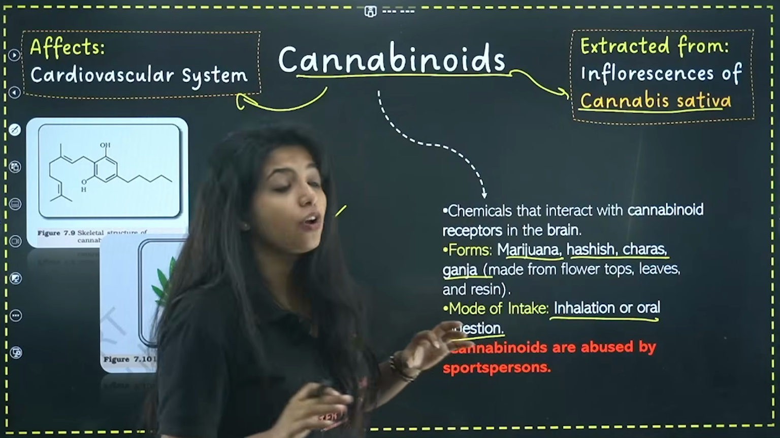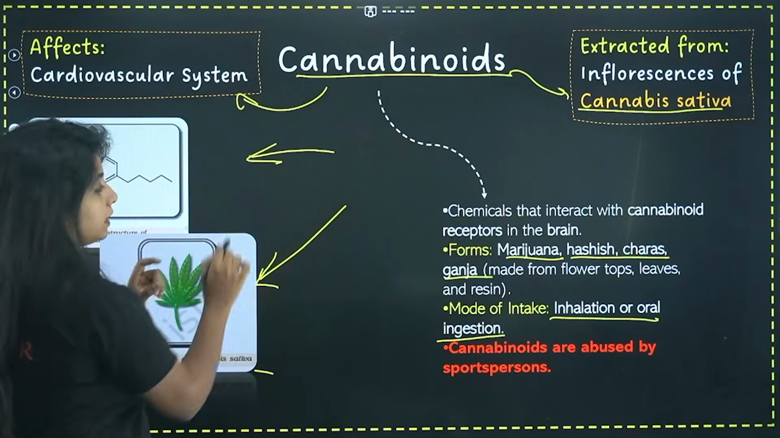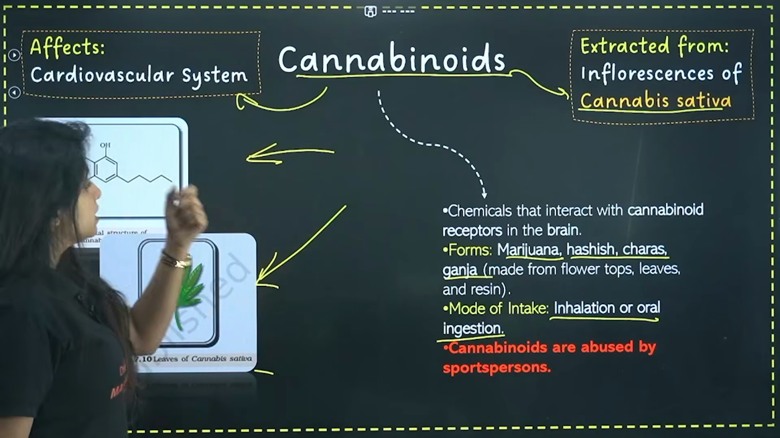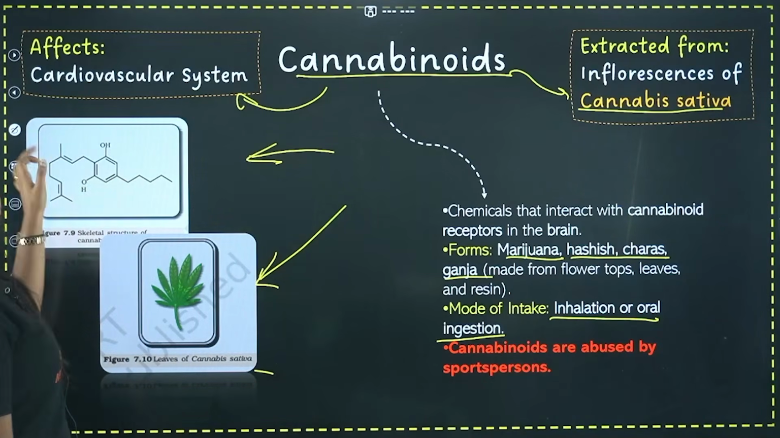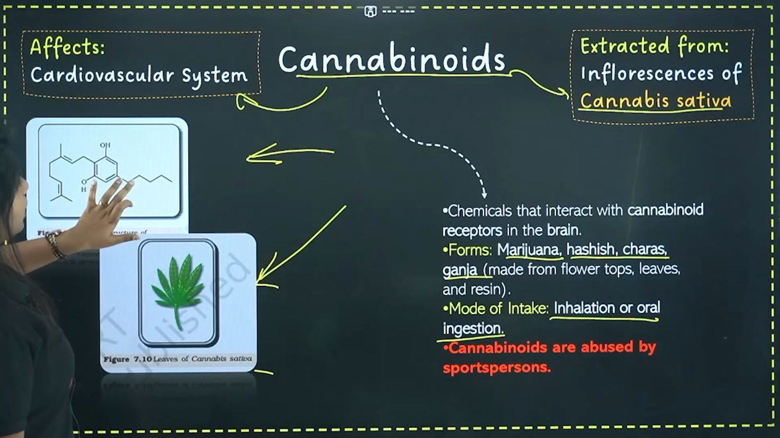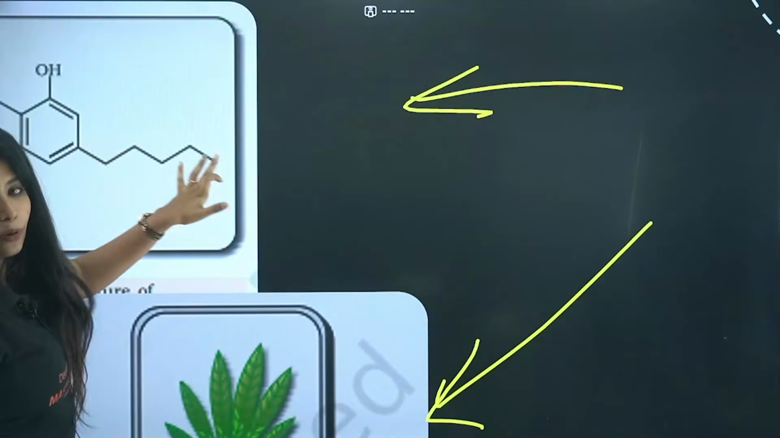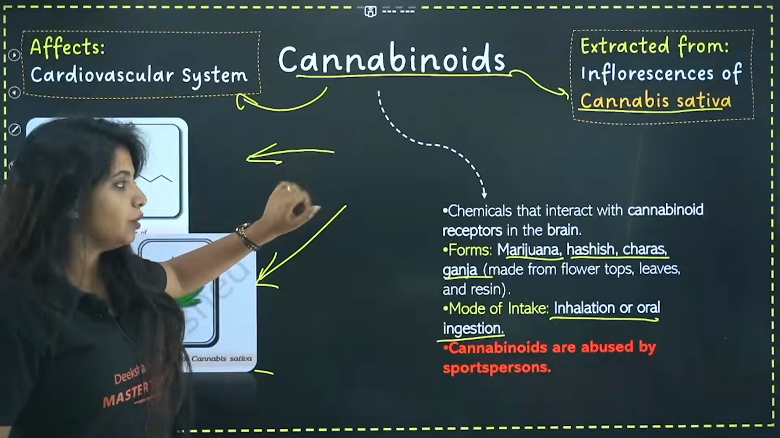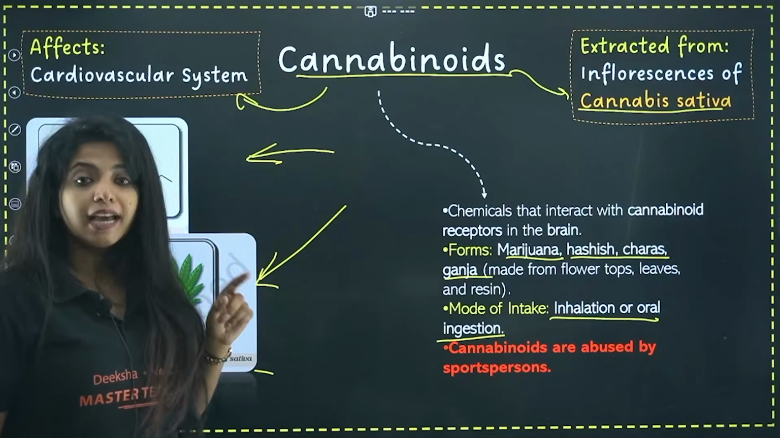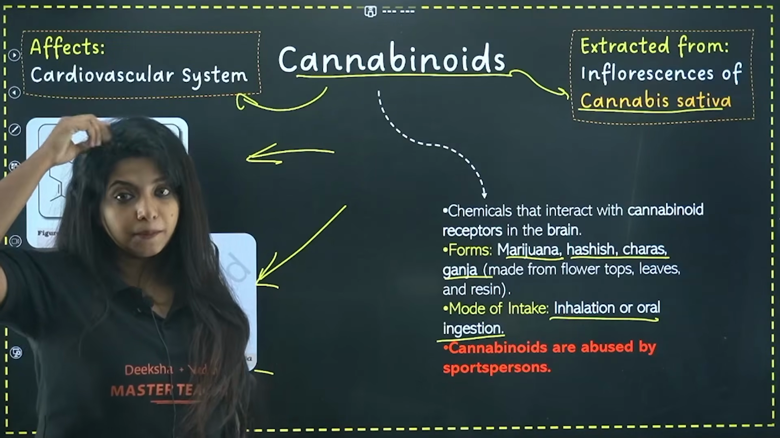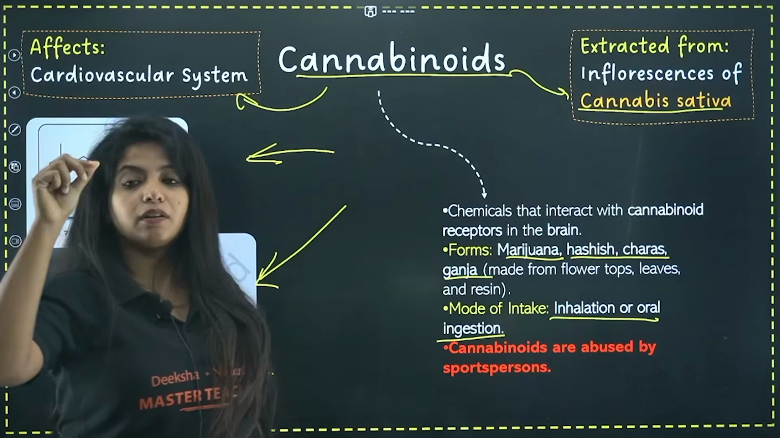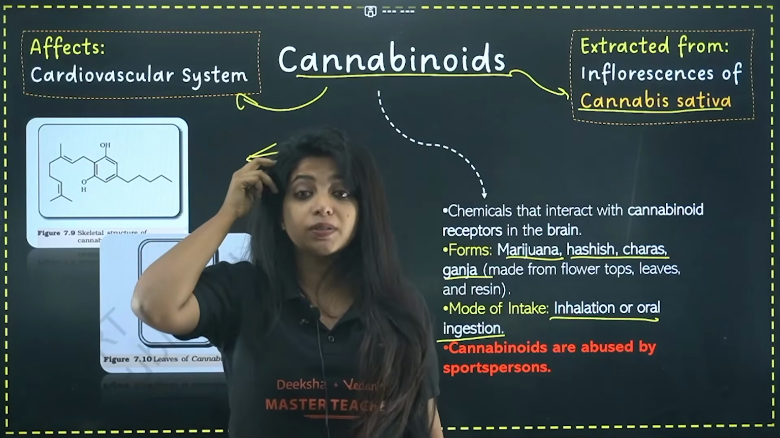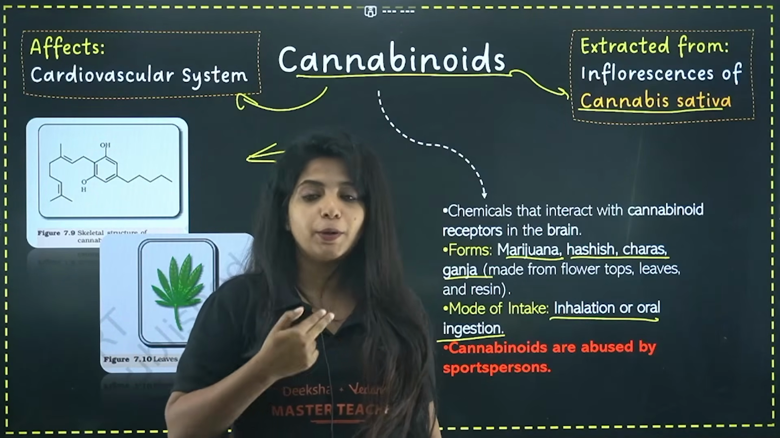And the structure of cannabinoid is also given in your NCERT. So as I said, for opioids, the structure of morphine is given, right? Similarly, for cannabinoid also, the structure is given. If you focus, there is a step-like thing over here. So you can remember, if this is there, then it is a cannabinoid. And one very important thing, cannabinoids have some receptors in our brain. The cannabinoid drug which is taken binds to the receptors, and now these receptors will be sending signals to our cardiovascular system.